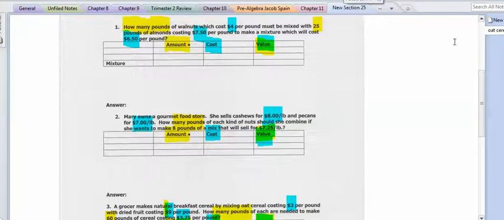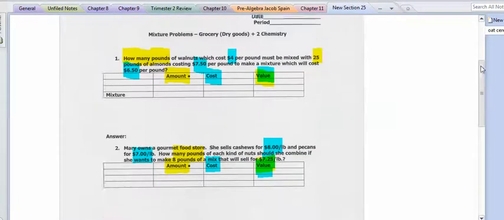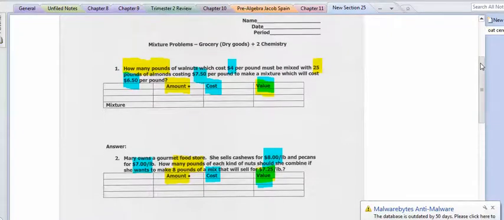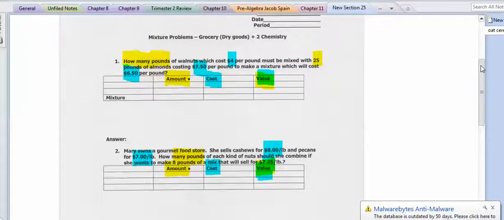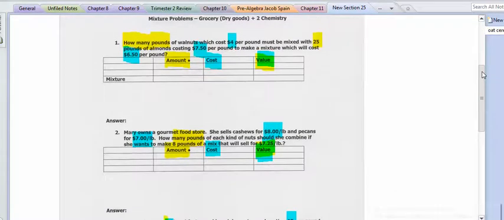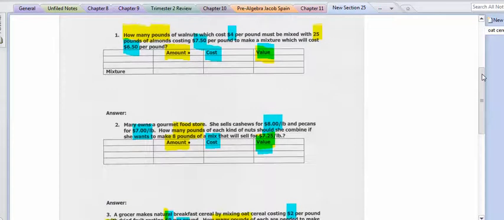Alright, so today we're going to be doing mixture problems using dry goods. Okay, and it says +2 chemistry problems. So I'm going to go through and do the first couple problems with you, and then I'm going to show you the answers to the rest of them so that once you do your work you can go back and check.